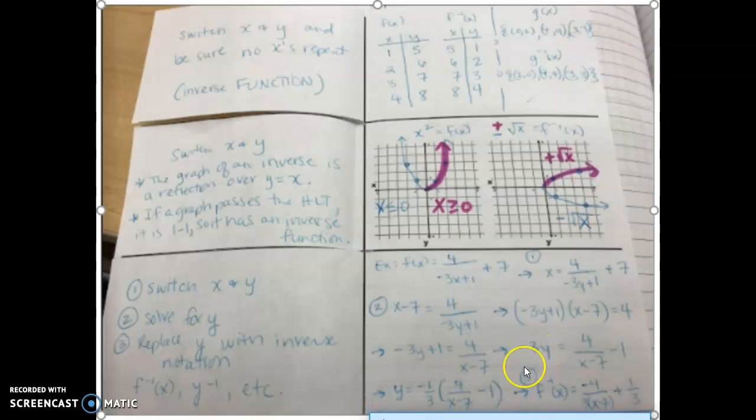Now, dividing by -3 is the same thing as multiplying by its reciprocal, so I'll do that instead. If I divide by -3, I would end up with a complex fraction, and I really don't want to have to deal with that, so I'll multiply by its reciprocal instead. So now I have 4 divided by x minus 7, minus 1 in parentheses, and I'm going to multiply that by -1/3. When I distribute that, I get -4 divided by 3 times (x minus 7), plus 1/3. If you wanted to distribute that 3, that's fine, but you don't have to. And then I'll change that y to f inverse of x. And that is it for this page.